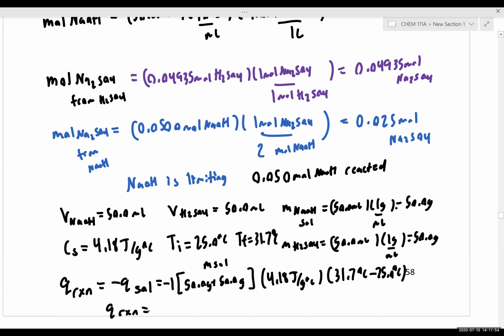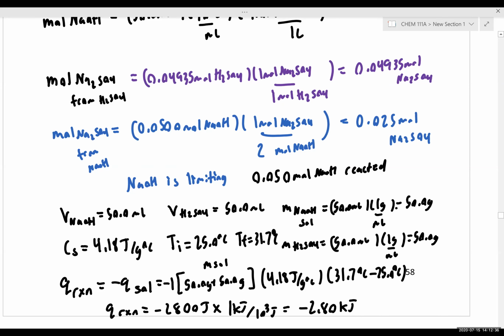And that in turn gives us a heat of reaction of 100 times 4.18 times 6.7. And that gives us a heat of reaction of negative 2,800 joules. We know that in 1 kilojoule we have 10 to the third joules. That gives us negative 2.80 kilojoules.